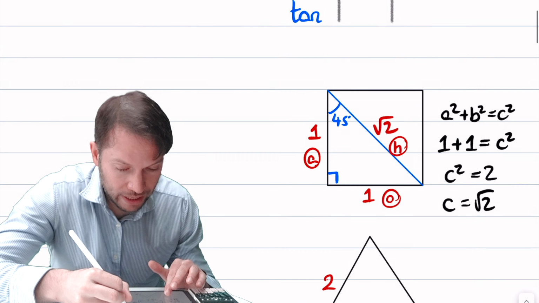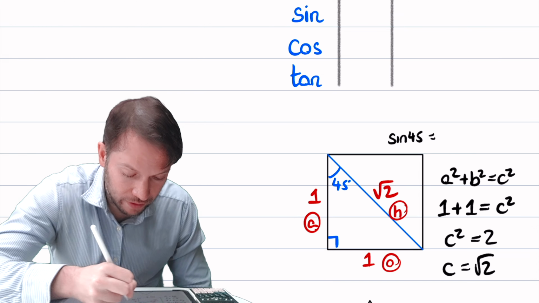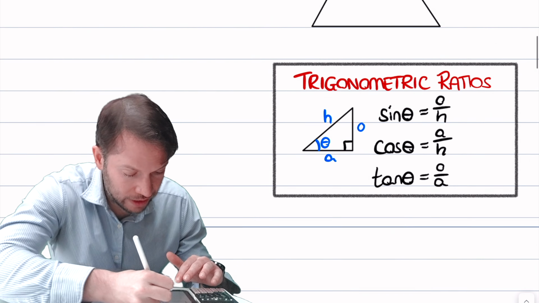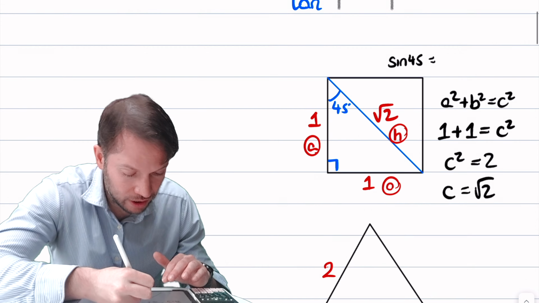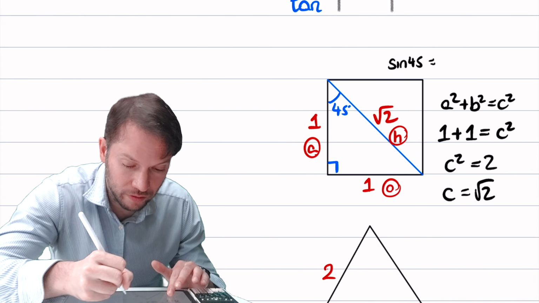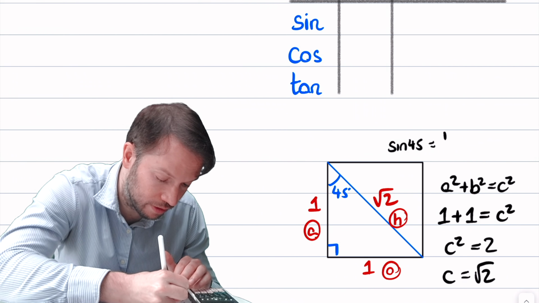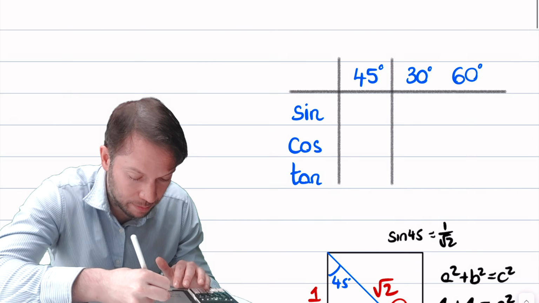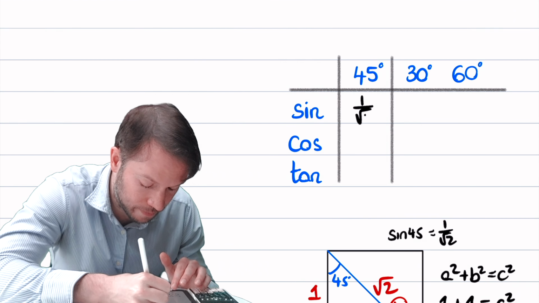Let's first work out what sine of 45 is. Well, sine of this 45 here, we saw sine is opposite over hypotenuse. It's opposite over hypotenuse, 1 over root 2. So sine of 45 is 1 over root 2. So let's put that in our table. Sine of 45 is 1 over root 2.